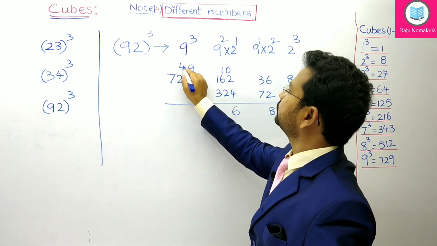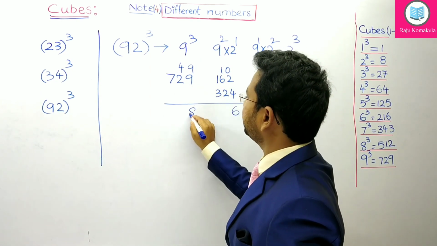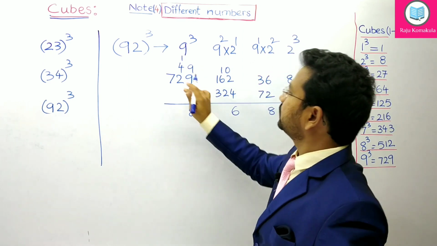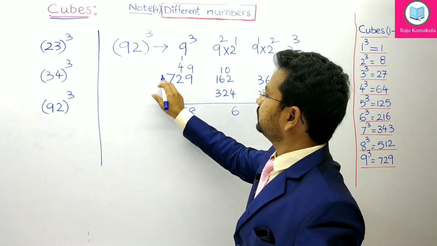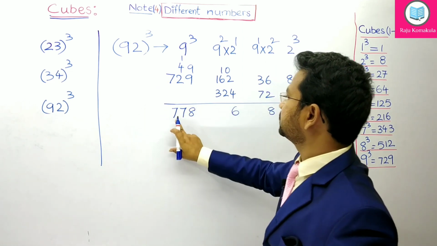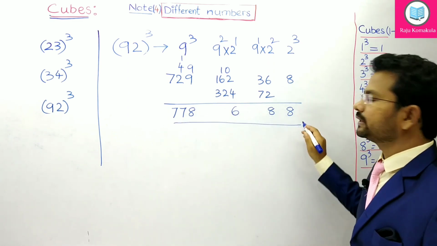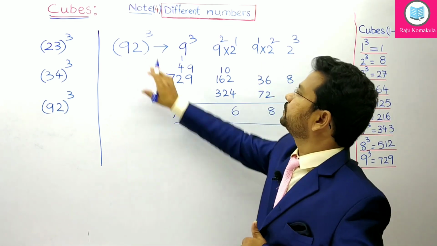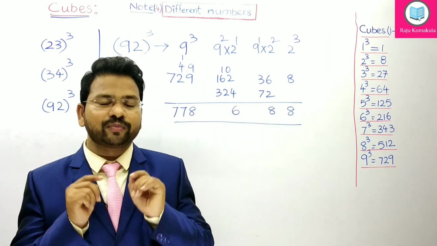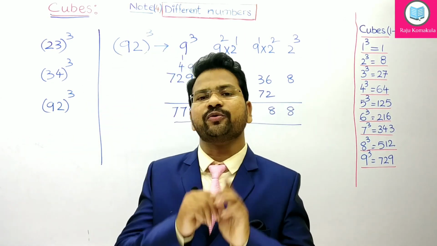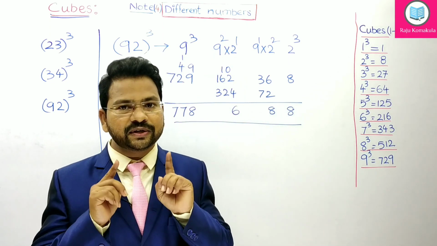1 plus 3, that is 4. 49 I am taking carry. 9 plus 9, 18. Carry 1. 2 plus 4, 6. 6 plus 1, 7. Now the 7 as it is. 7, 8, 6, 8. This is the answer of 92 cube. Okay. If you follow these 4 methods, you can calculate any cube numbers.